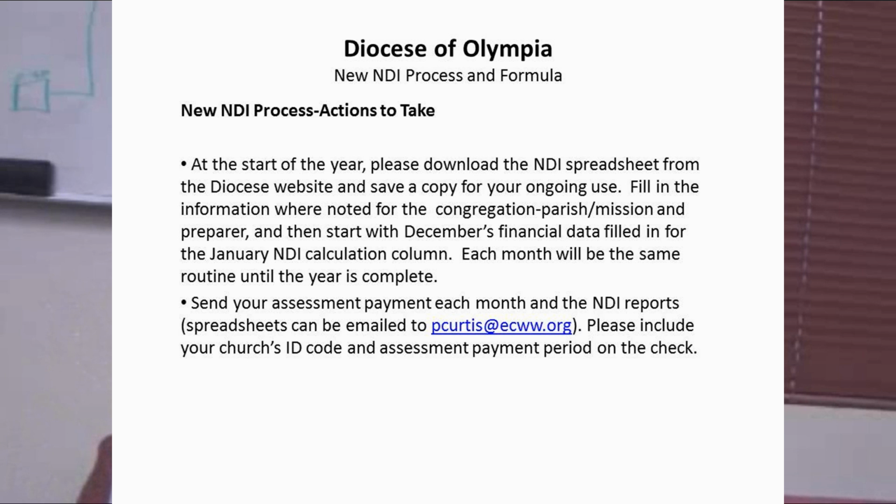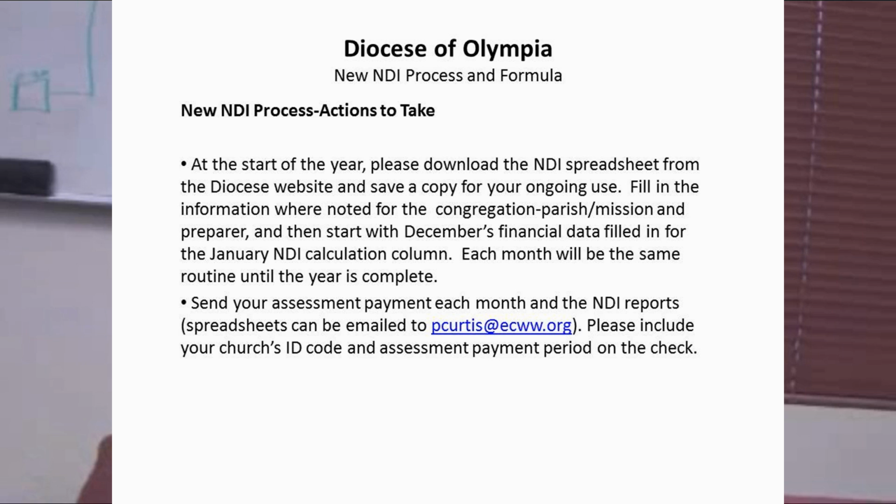The key is you send in your assessment payment each month, and you send an email to Penny Curtis at the Diocesan House Finance Office, attaching your latest saved version of your spreadsheet. On the check, whether it's a written check or a payment through your bank, that church ID code needs to be listed. You put it in the memo part. That makes it very clear you're paying assessment with that money.